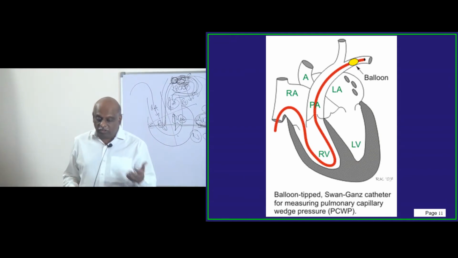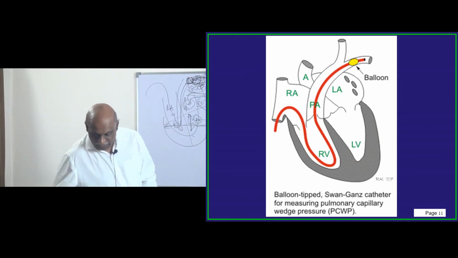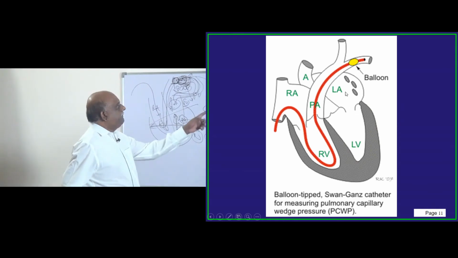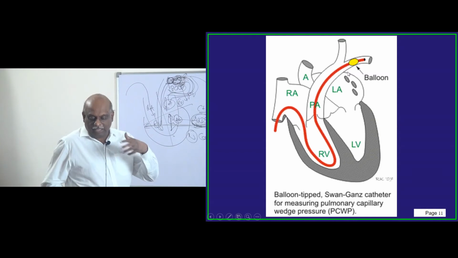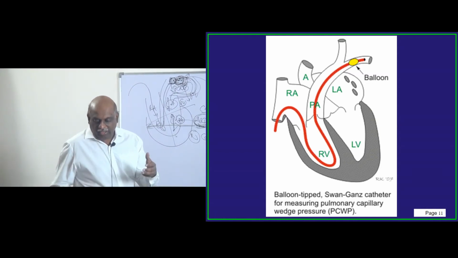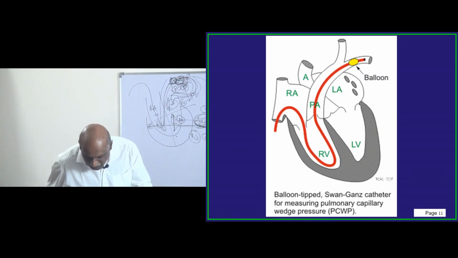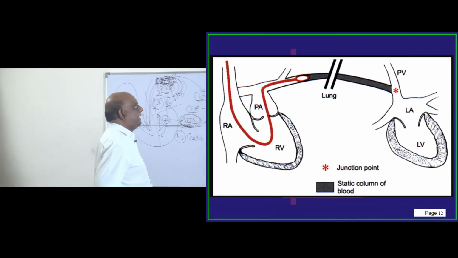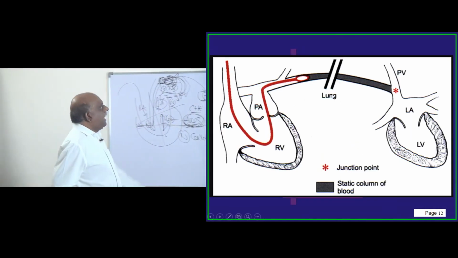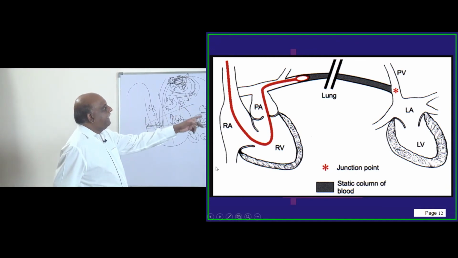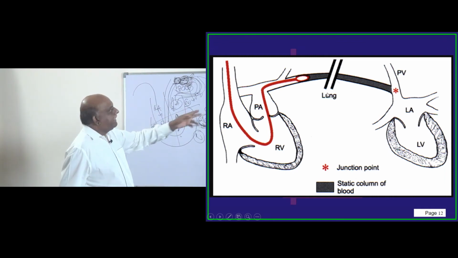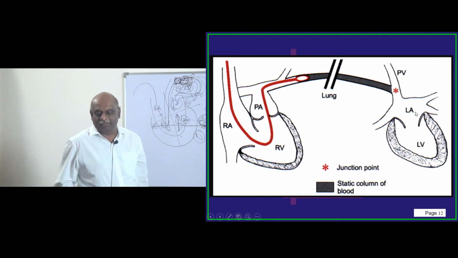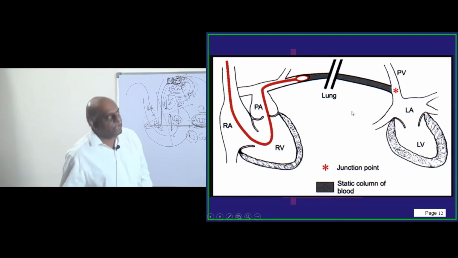So, whenever you are passing the balloon-tipped Swan-Ganz catheter, it is ultimately measuring the pulmonary capillary bed pressure, and if it is more than 25 millimeters of mercury, it is very dangerous, absolutely. Your lung is here, the capillaries are here, and from the pulmonary artery the catheter gets wedged at the pulmonary capillary, and it is indirectly reflecting the pressure inside the pulmonary vein and the pressure inside the left atrium, is what you have to emphatically remember.